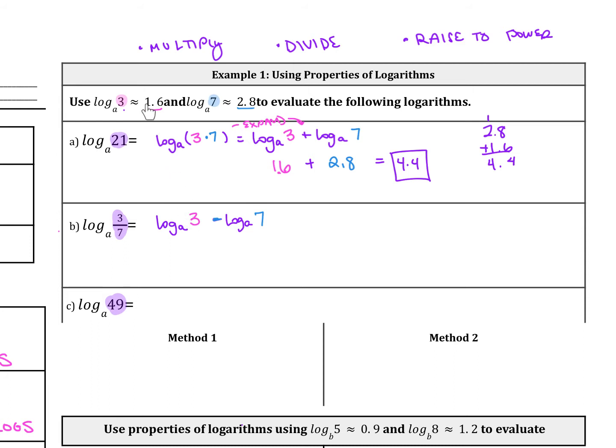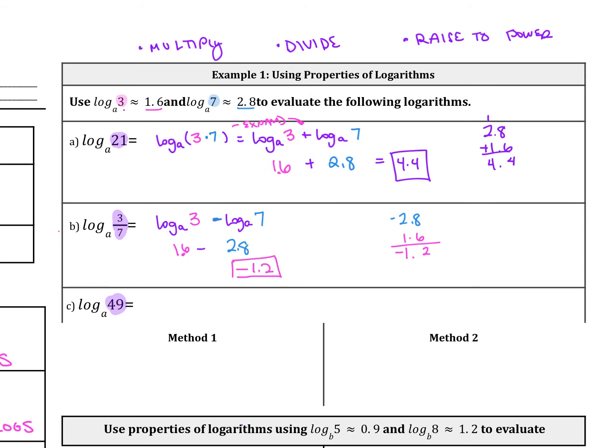Log base a of 3 is 1.6, and log base a of 7 is 2.8. So we can subtract. You can always subtract vertically if you're more comfortable with that. So 8 minus 6 is 2, negative 2 and 1 is 1, and it's negative. So 1.6 minus 2.8 is negative 1.2.